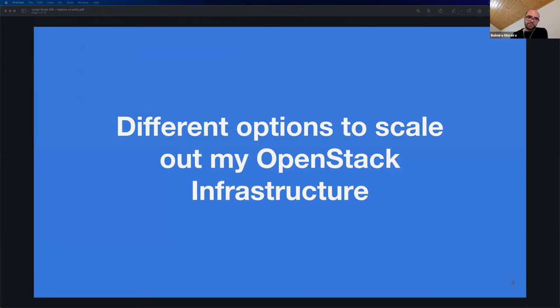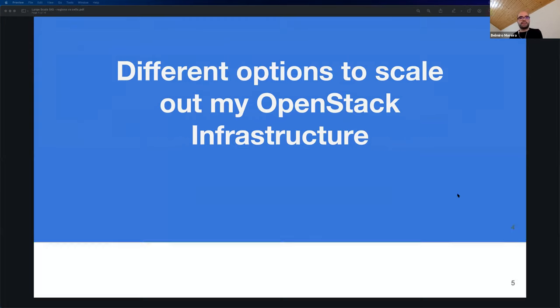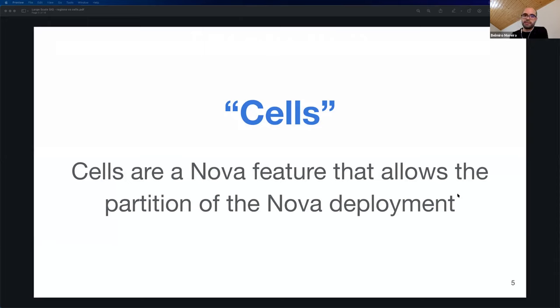So there are different options to scale out. Today we will consider cells and regions. Let's start with cells. Cells exist in OpenStack almost from the beginning. They were initially implemented by Rackspace to help them manage their infrastructure. At CERN, we are using cells since our initial production infrastructure in 2013. I will give CERN examples a lot during this short presentation to give you a concrete example.